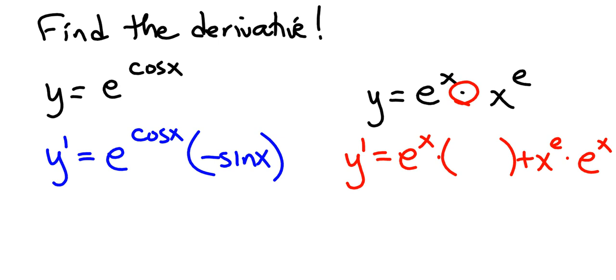Derivative of x to the e, what is that? Well, this is x to a number. So the derivative of x to a number, the power comes down in front. Decrease the power by 1. And that's the derivative you're thinking about.